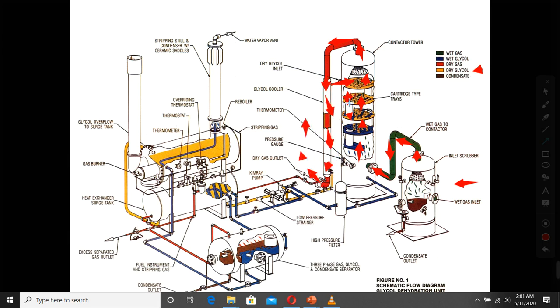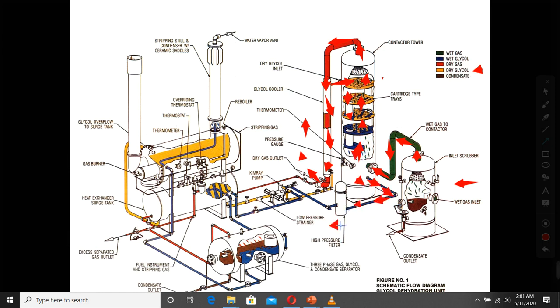It goes out like this one. And the dry glycol, when it goes down, as you see here, from the yellow it becomes blue. So it becomes a wet glycol, the glycol which has water. Now this wet glycol then comes out of here.